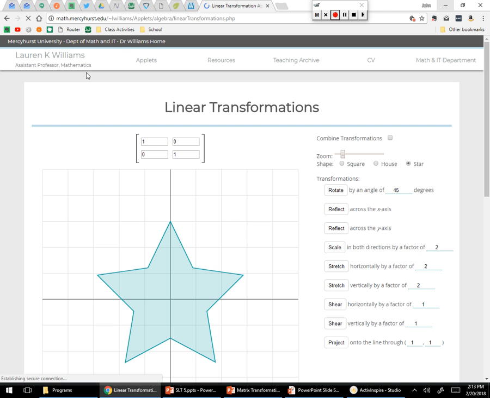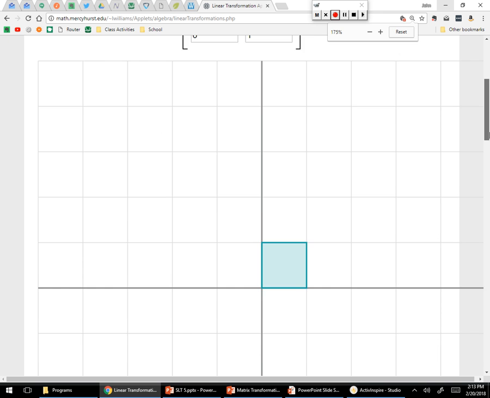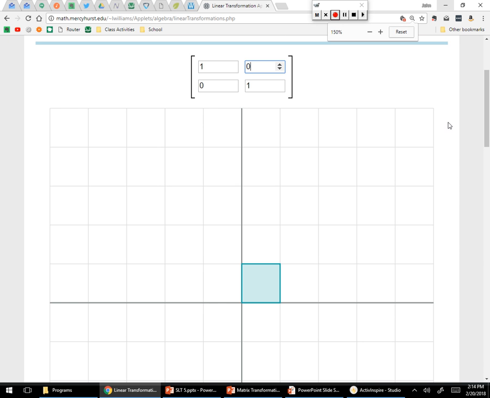All right, let me try one of these on for size. We've got a house coming up here. There we go. Okay, a square. Right now we've got the identity applied to this. Can you guys see this? So what would you like to do to the square, friends? Rotate 90 degrees, which is what we were just talking about.